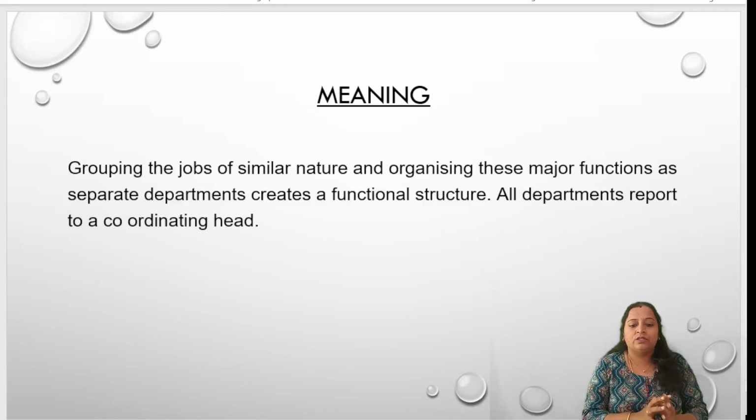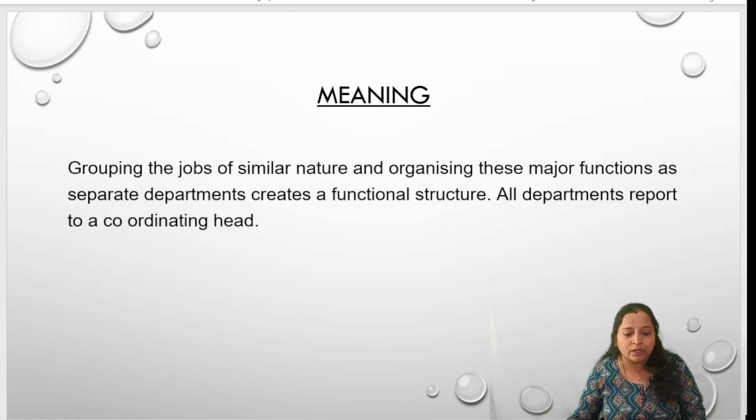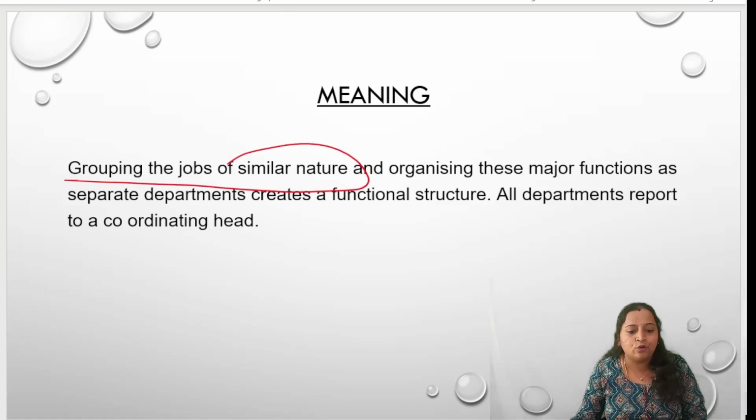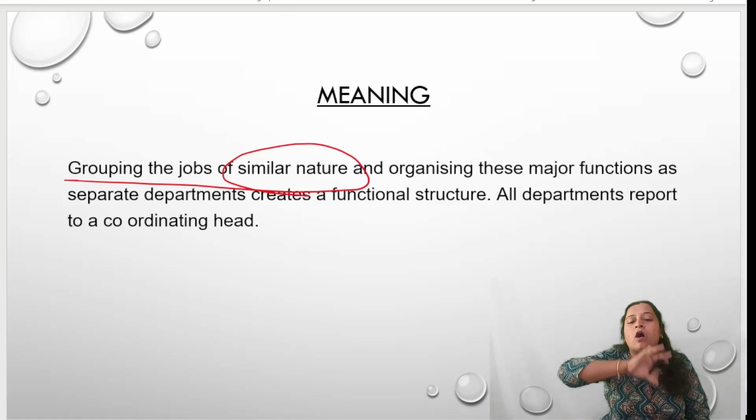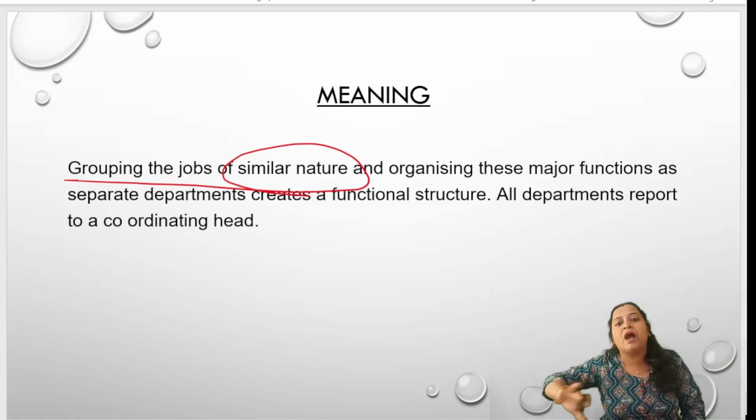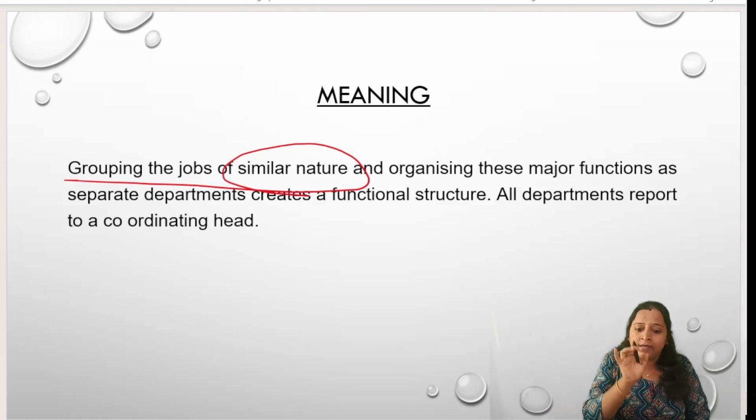Coming to the meaning, obviously I've already discussed the meaning with you people. Grouping the jobs of similar nature. I told you, in a functional structure, all the activities, all the jobs that you have, the similar nature jobs, you are going to group them, and organize these major functions as a separate department. Then those functions are called your functional structure.